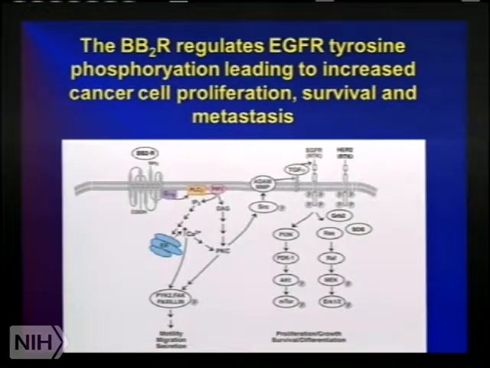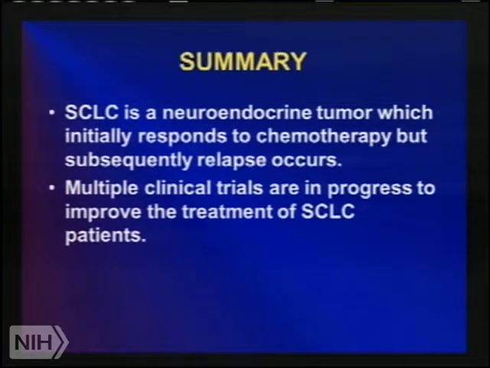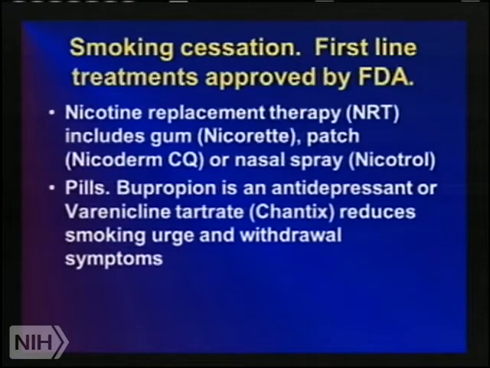So another way that it can do it is through tyrosine phosphorylation of cytosolic kinases such as PYK, FAK, and paxillin. And when these get tyrosine phosphorylated, this increases then motility and migration. Ultimately, this leads to an increase in metastasis of the cancer cells. So in summary then, small cell lung cancer, it's a neuroendocrine tumor which initially responds to chemotherapy, but subsequently relapse occurs. And we have multiple clinical trials that are in progress to improve the treatment of small cell lung cancer patients. But as of this time, we really don't have anything that's effective like the tyrosine kinase inhibitors, gefitinib.